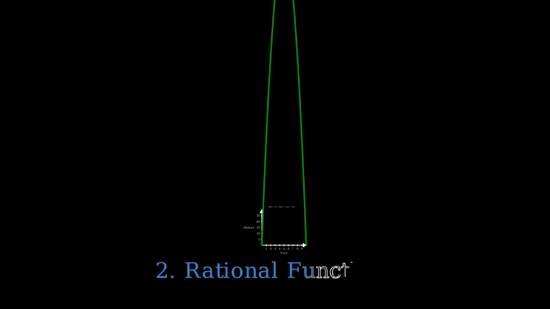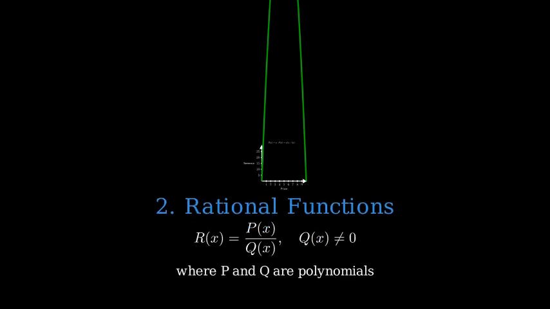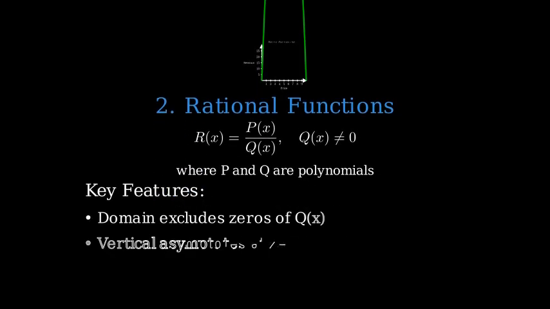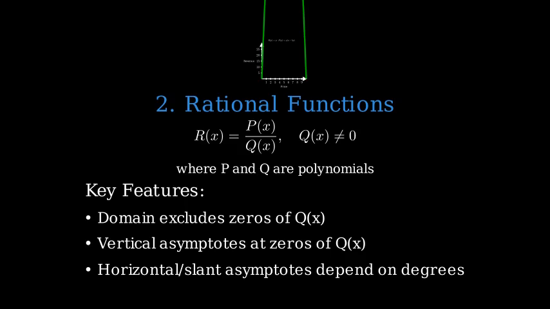Now, let's move on to our second topic, rational functions. A rational function is defined as r of x equals p of x divided by q of x, where p and q are polynomials, and q of x is not equal to 0. Rational functions have several key features. The domain excludes zeros of the denominator.